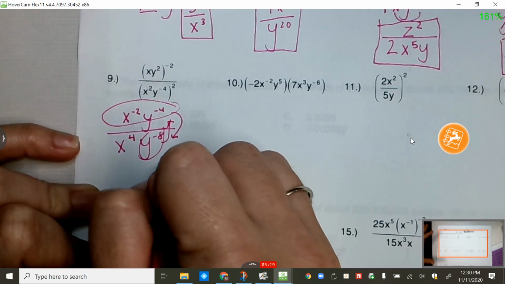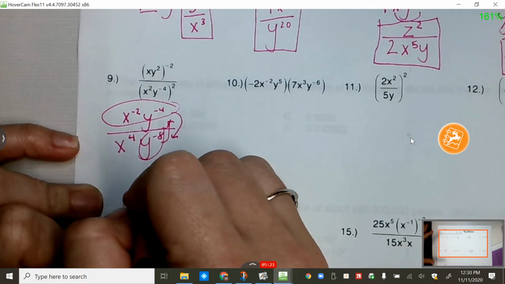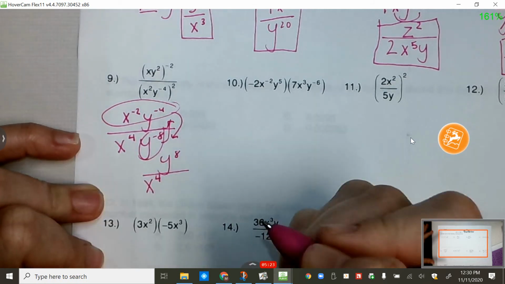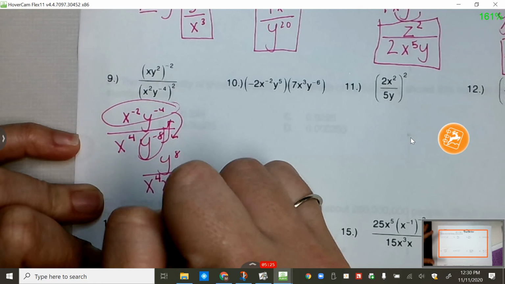So I get y8 over, somebody's music is way too loud, x squared y to the 4th.